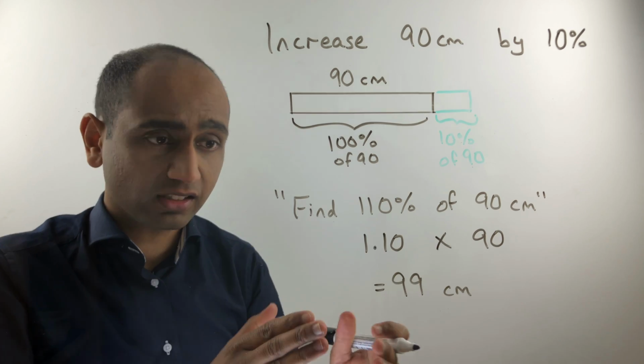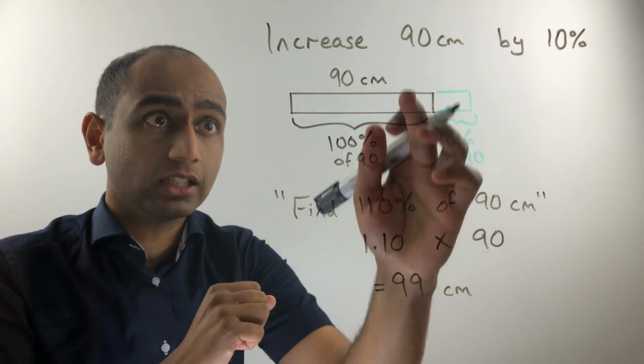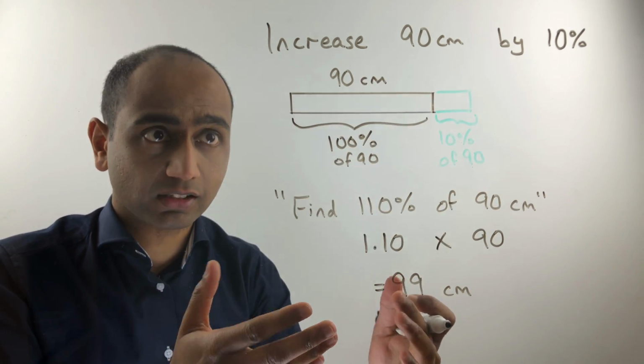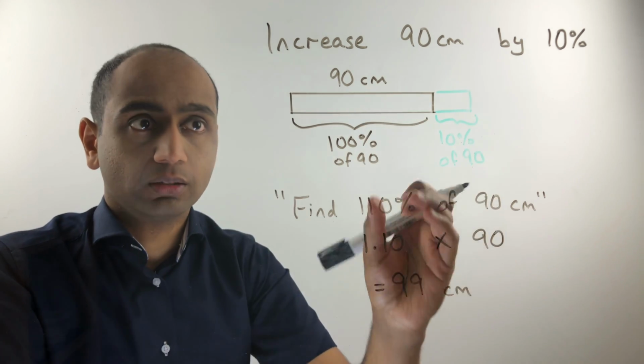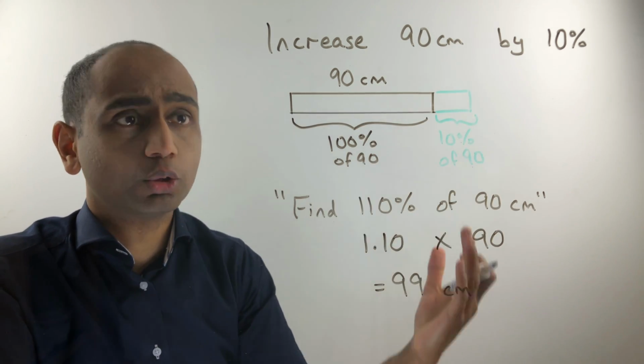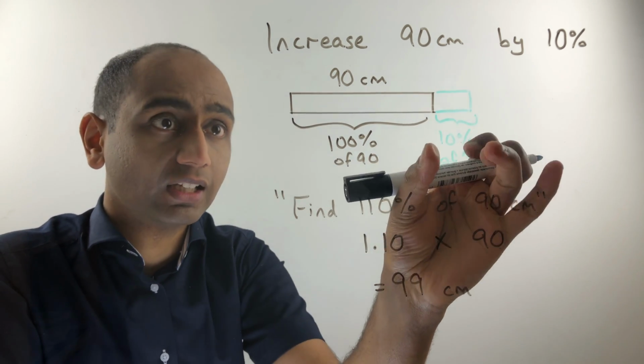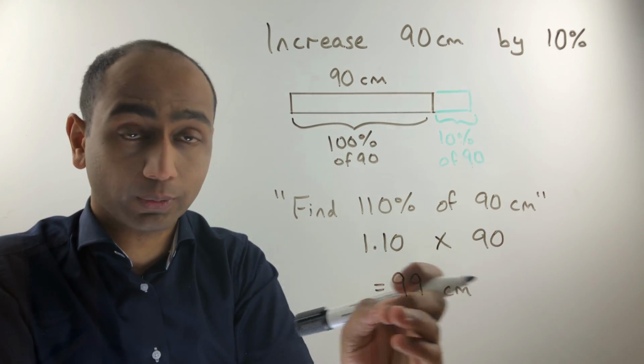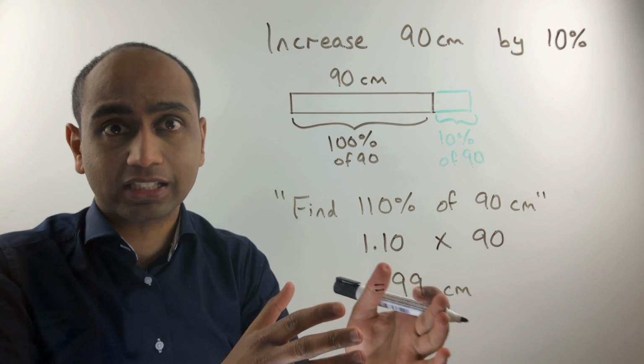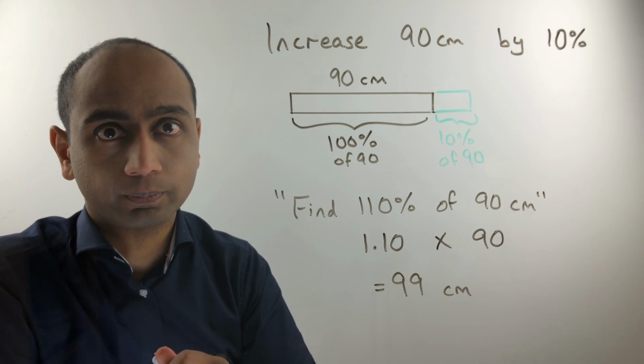Just check that it makes sense. That answer there had to be greater than 90, and it is. We have increased it by 10%. And you could quickly work out for yourself, 10% of 90 is 9 centimetres, and if you add that on to 90, you're going to get to 99. So it fits in with what you should already know.